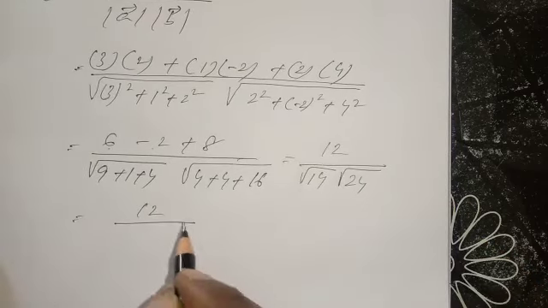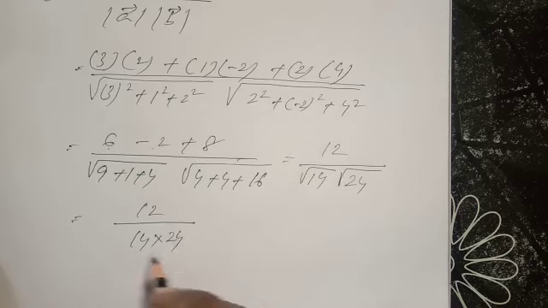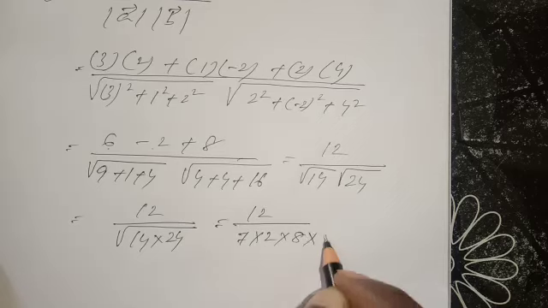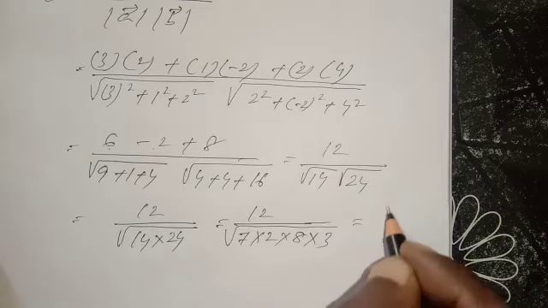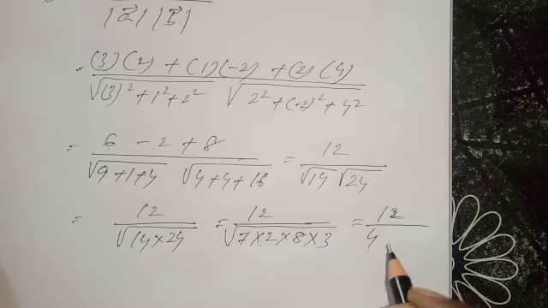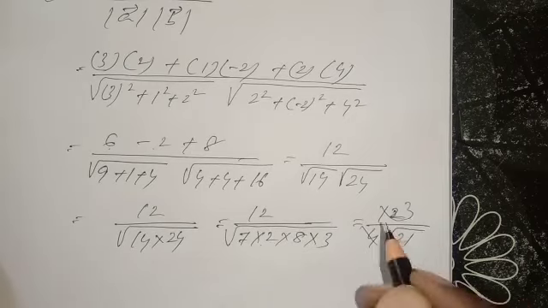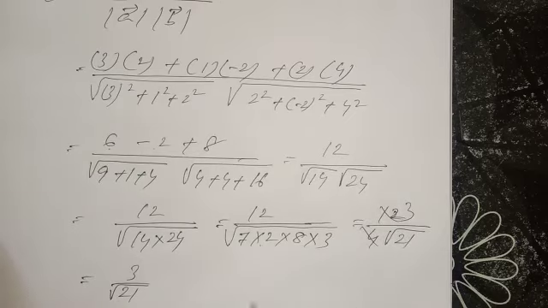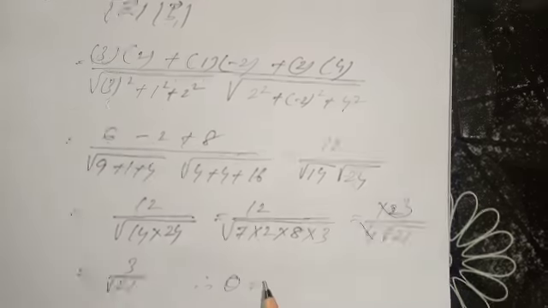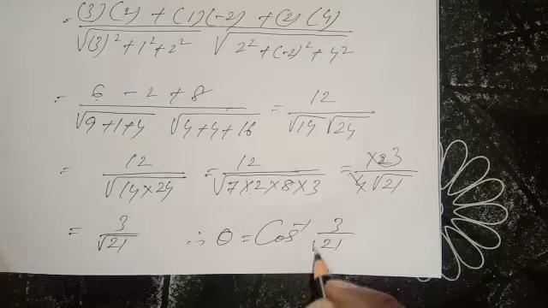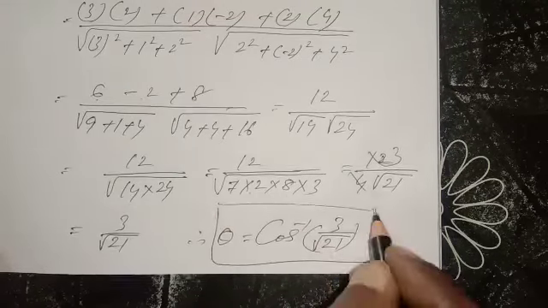Next you have to simplify. 12 divided by the root of 14 into 24. 14 is 7 into 2, and 24 is 8 into 3. So 12 divided by the root of 8 times 2, which is 16, times 21. The root of 16 is 4, so we get 12 divided by 4 root 21. Finally you get 3 by root 21. Therefore theta will be cos inverse of 3 by root 21.